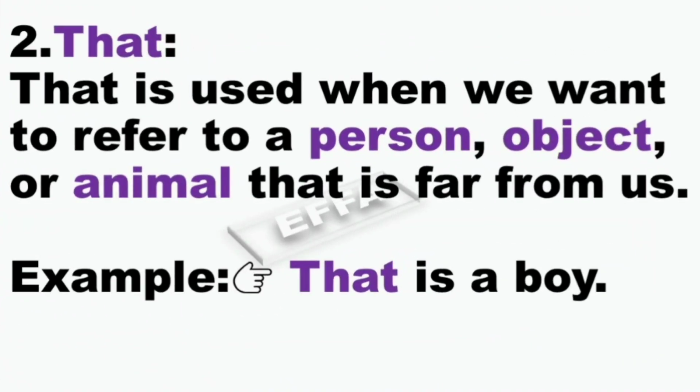Number two is that. That is used when we want to refer to a person, object, or animal that is far from us, meaning it has a large distance from us. For example, that is a boy. Dear students, in this sentence we use that because we are pointing to a boy who is far from us and is singular, meaning he is not beside us anymore.